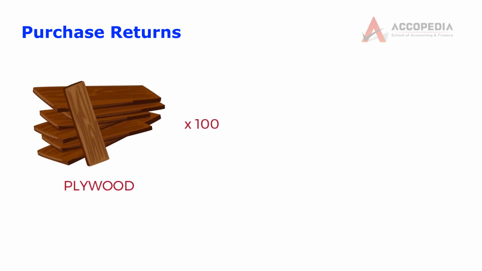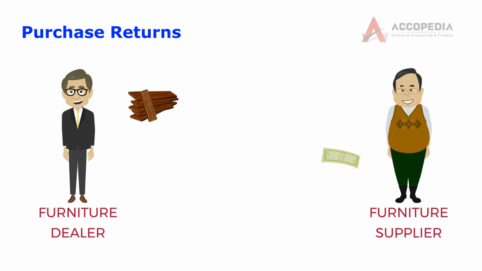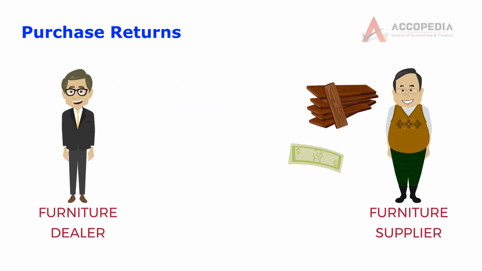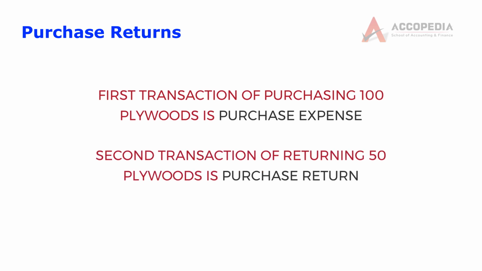But suppose out of this, I have purchased 100 plywoods and I find 50 plywoods are not good enough, or maybe not as per my specification. So I return them to the supplier and he pays me back my money. Then I will say for the first transaction of 100 plywoods, it is purchase expense, and the second transaction of returning the 50 plywood is a purchase return.